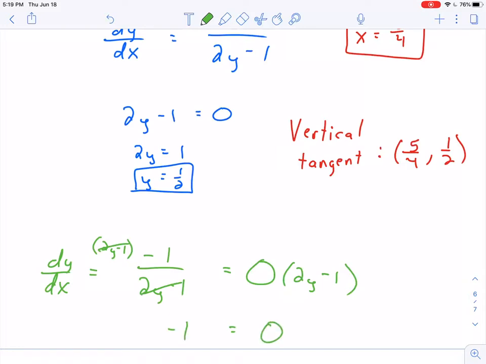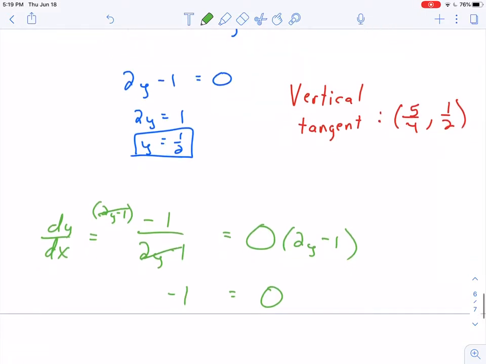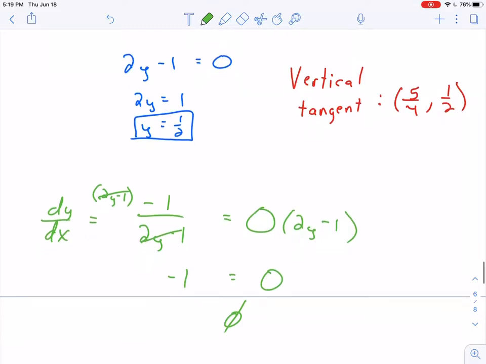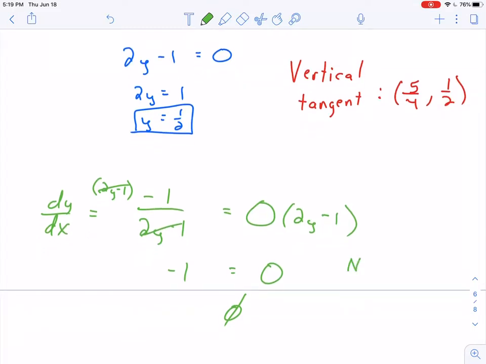So I have negative 1 is equal to 0. Well, that's not the case. Negative 1 is not equal to 0 last time I checked, which means that this is a false statement, which means this equation has no solutions. If this equation has no solutions, what this means for me then is I have no horizontal tangent lines.